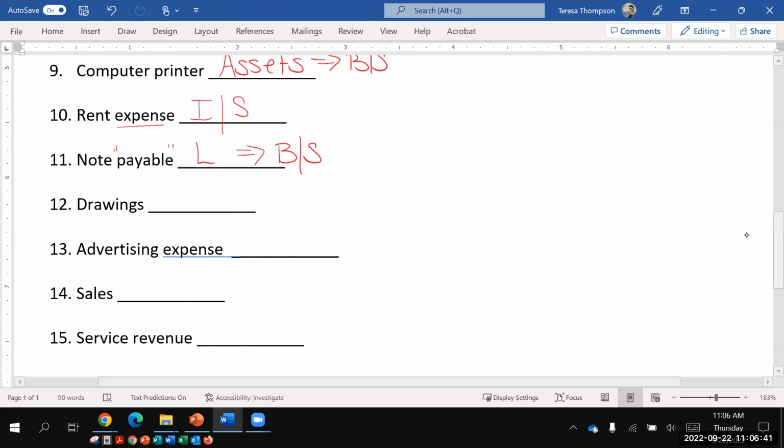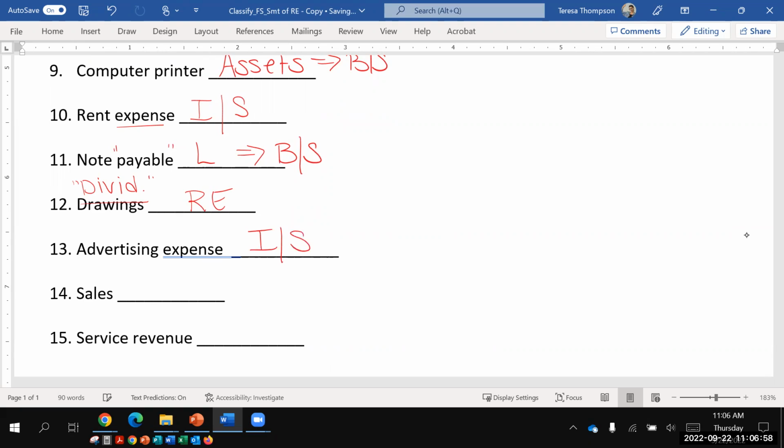Drawings, ooh. It's all right. I'm all scared for you. Drawing. So in your reading, that's another word for dividends. Okay, no worries. Dividends, think back. It's on your statement of retained earnings.